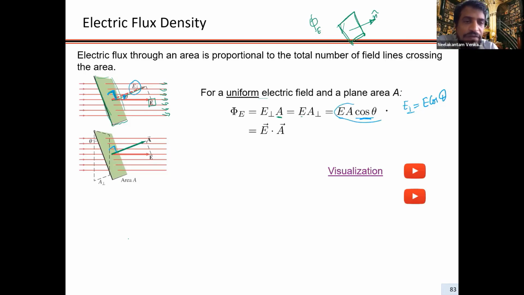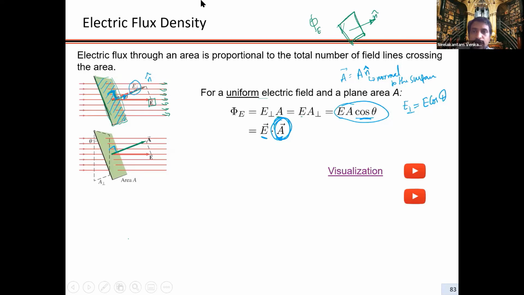Now this expression is very familiar to you, right? E A cosine theta, dot products. So that is going to be E dot A, where this A is an area vector, whose magnitude is the area of this surface, and the direction of the A vector is in the direction of the normal. So A vector will have a magnitude of A and is in the direction of the normal vector. This is normal or perpendicular direction, normal to the surface.